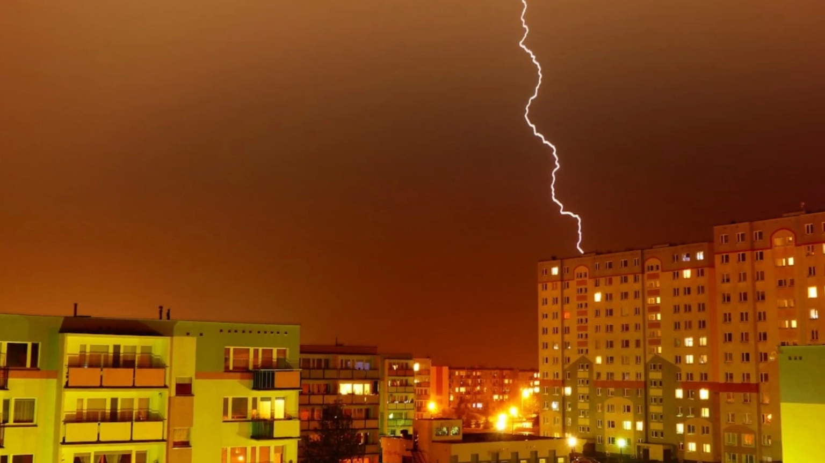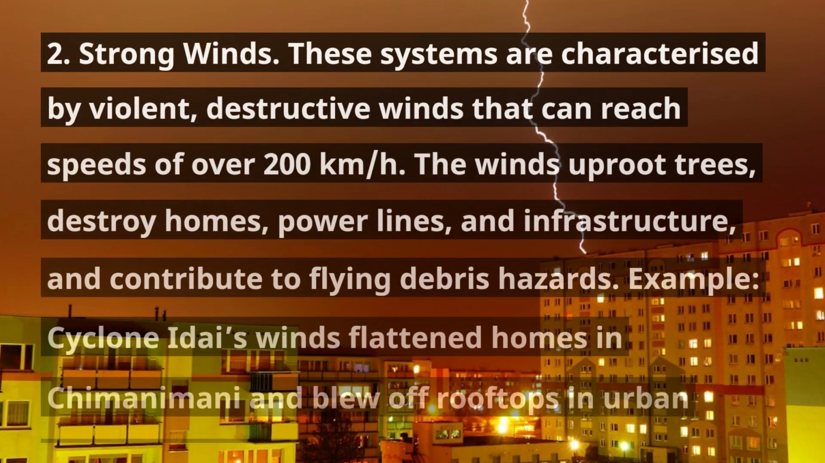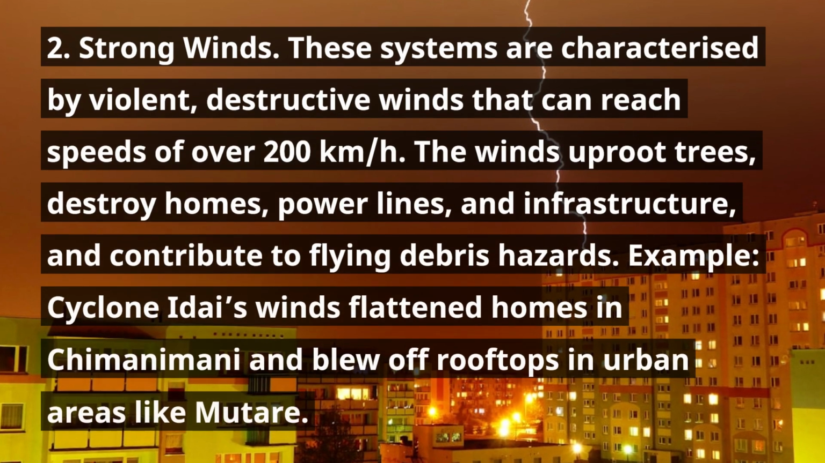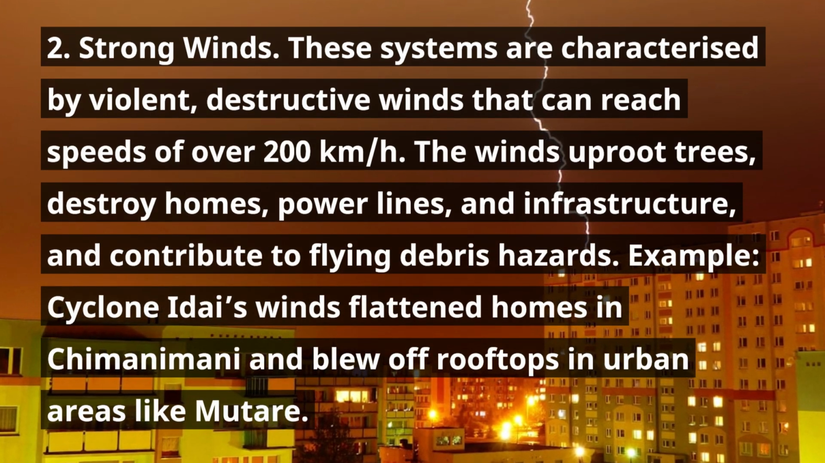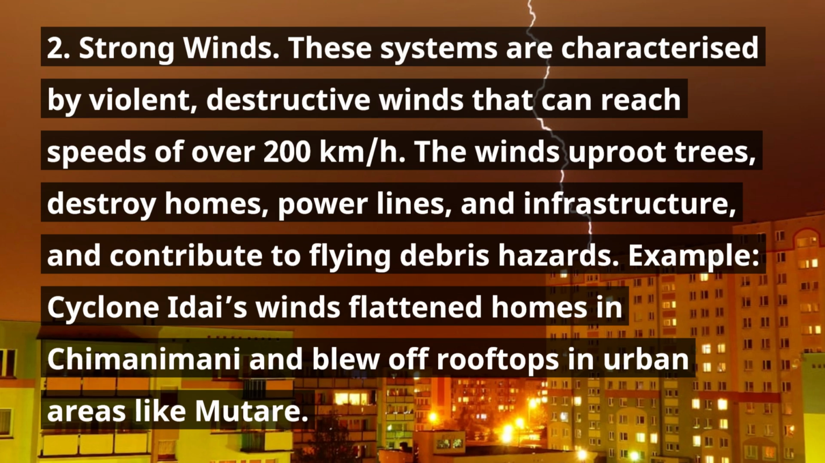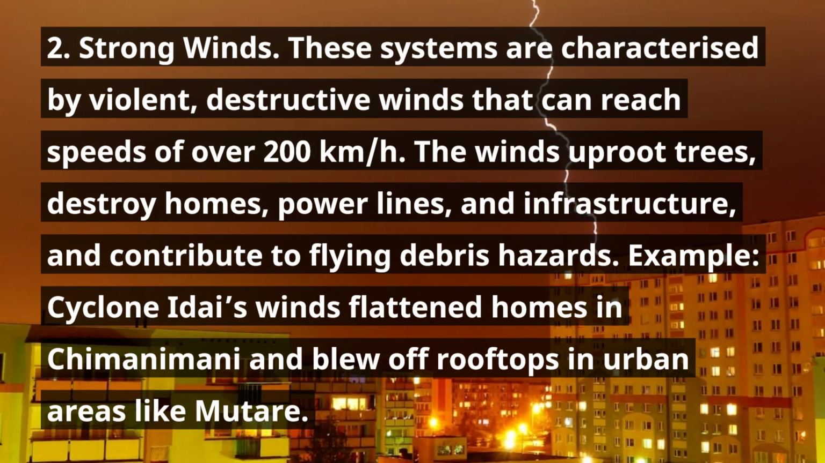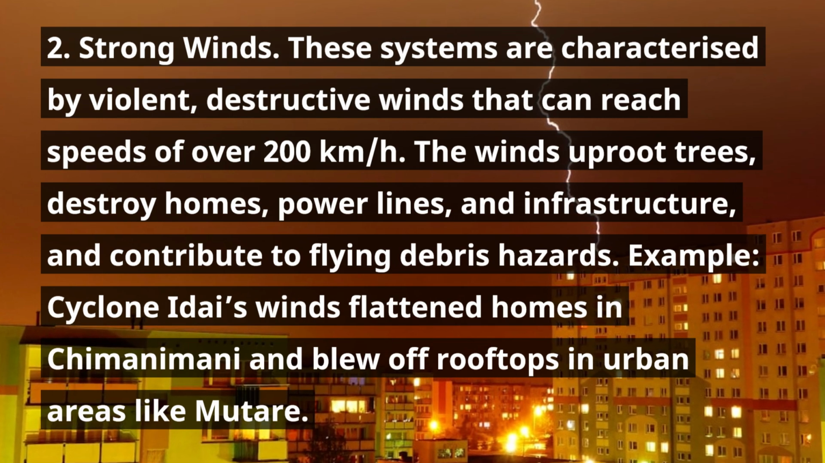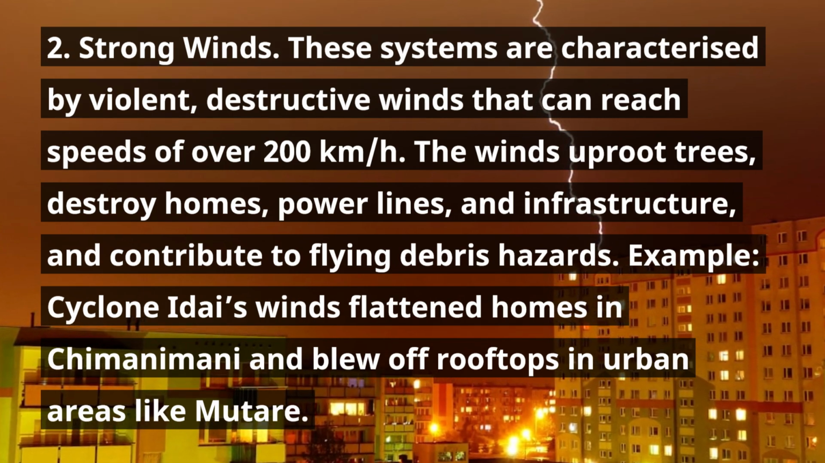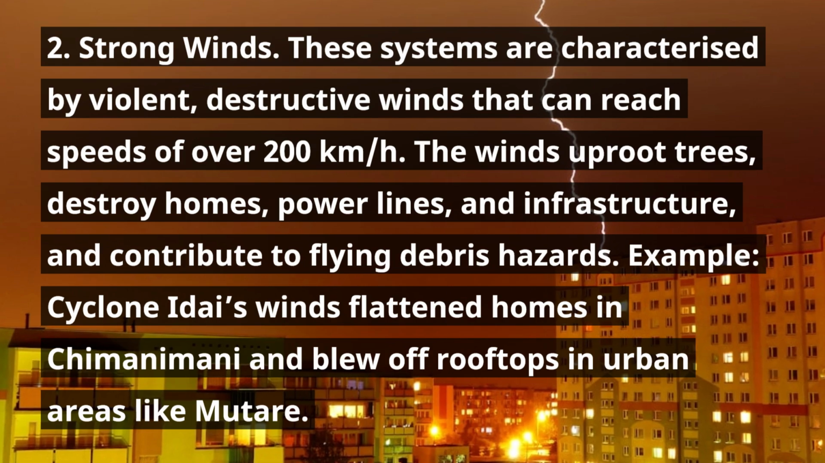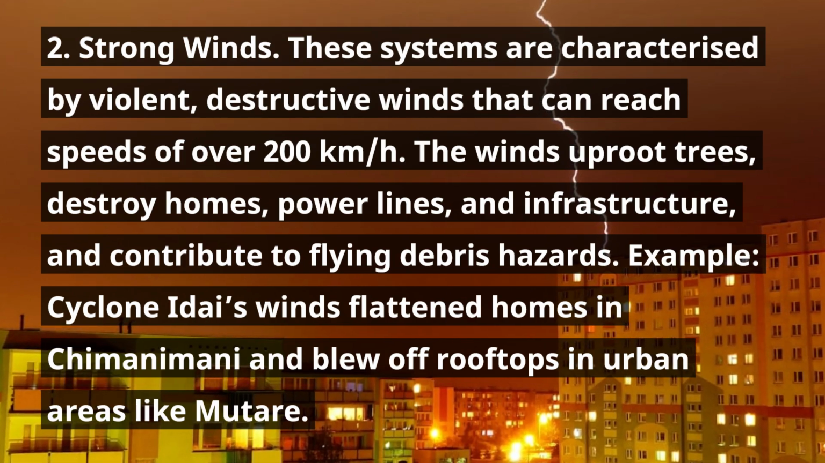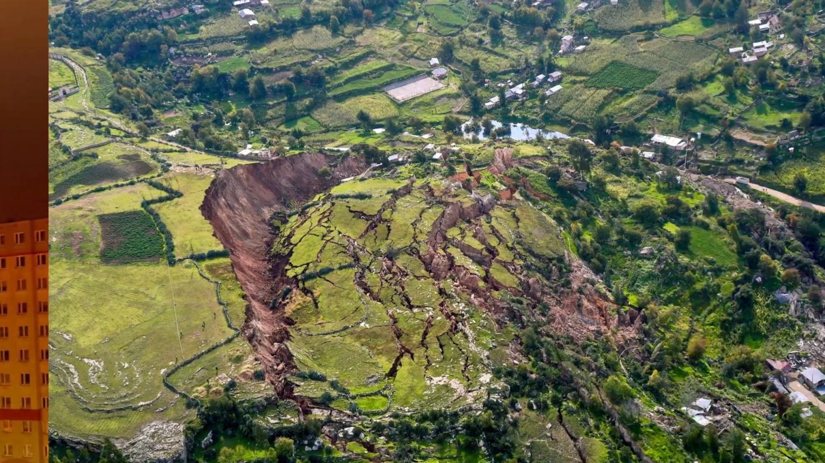2. Strong winds. These systems are characterized by violent, destructive winds that can reach speeds of over 200 kilometers per hour. The winds uproot trees, destroy homes, power lines, and infrastructure, and contribute to flying debris hazards. Example: Cyclone Idai's winds flattened homes in Chimanimani and blew off rooftops in urban areas like Mutare.